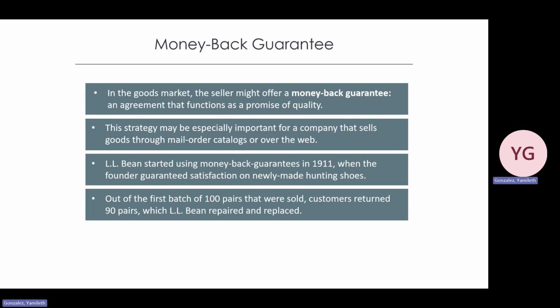Money back warranty. When we talk about this, we mainly refer to LL Bean, which started using money back warranties in 1911, when the founder guaranteed satisfaction on newly branded hunting shoes. This goes back into goods markets, where sellers might offer a money back warranty. This is an agreement that serves as a promise of quality.